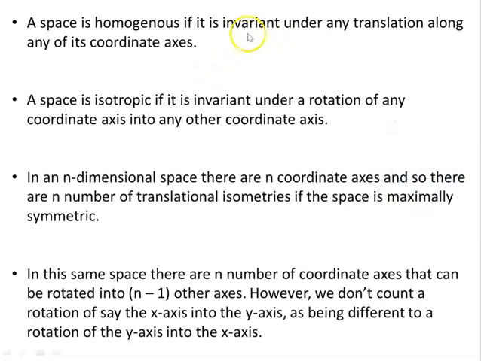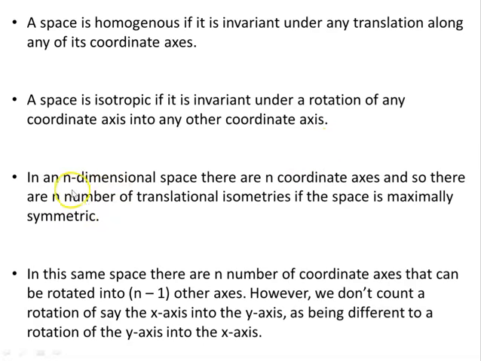Now, a space is homogeneous if it is invariant under any translation along any of its coordinate axes. Think of Minkowski space. A space is isotropic if it is invariant under a rotation of any coordinate axis into any other coordinate axis. You can swap x and z. It just depends on what coordinate system you want, but you can swap one into the other.